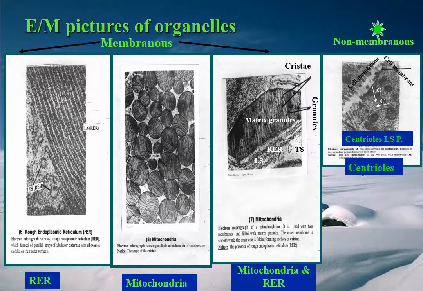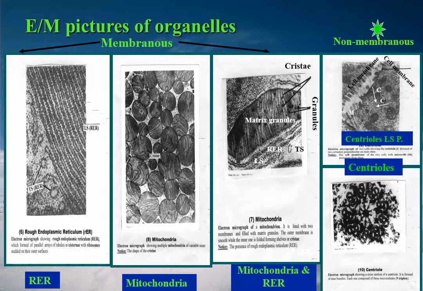Notice the presence of microvilli on the free surface of the cell. Transverse section, on the other hand, shows that the wall of each centriole is composed of 9 peripheral bundles. Each is formed of 3 fused microtubules, triplets.